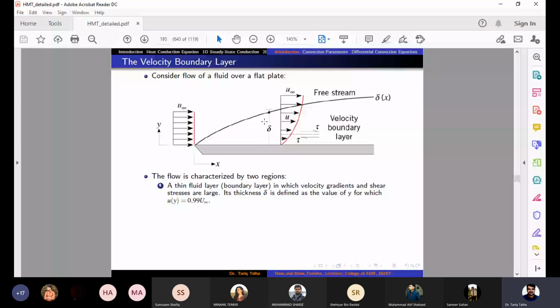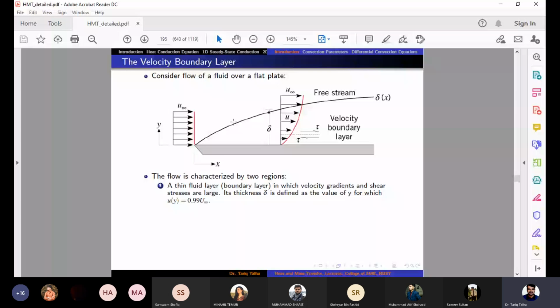And you can see this black line that it is growing in x. It means that the influence of this boundary layer region, or the viscous effect, propagates away from the wall. So that's why this boundary layer grows.